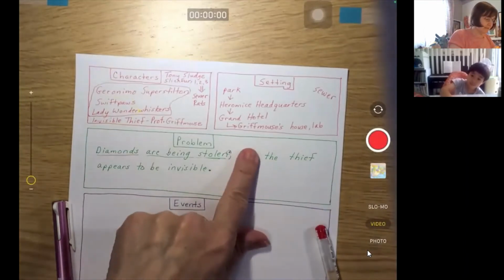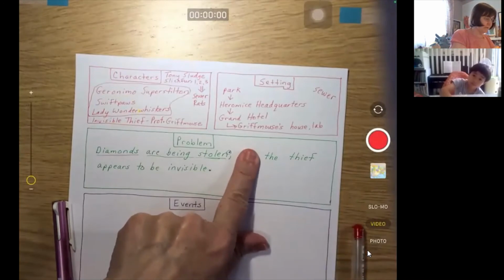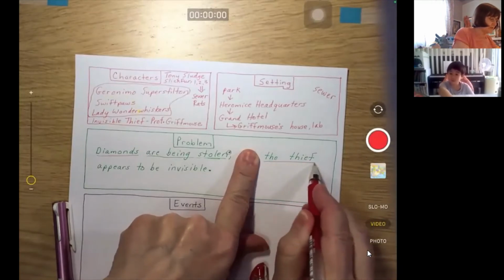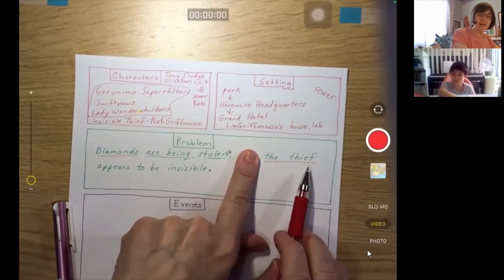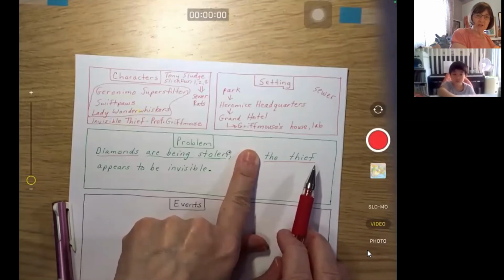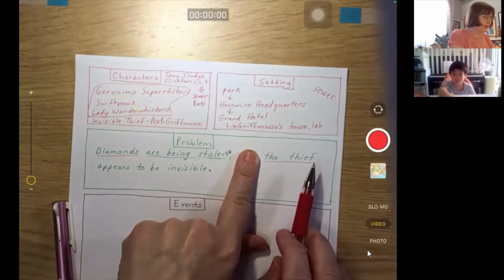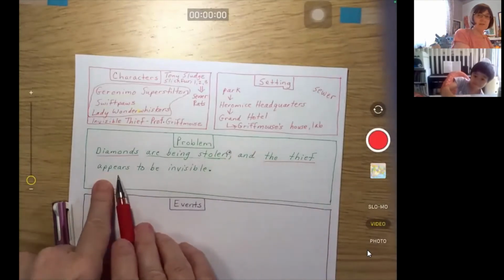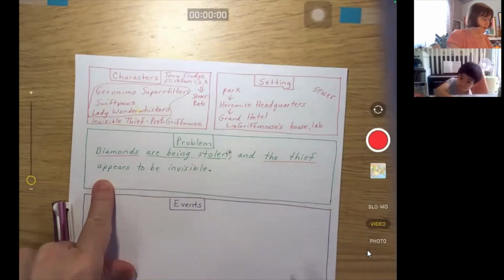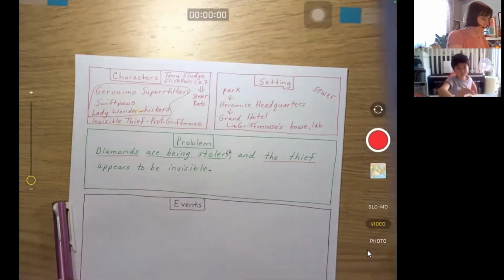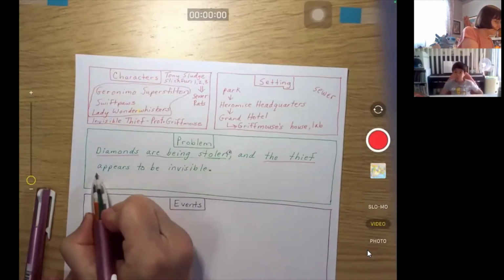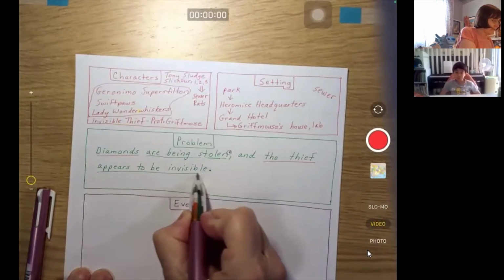But there was another sentence I wanted to add to the problem, which was not about the diamonds, but about the thief, the person who took the diamonds. They could not see him on the video camera, on the security camera. When they looked at the video from the security camera, the thief seemed to be invisible. Appears is what you see with your eyes, and they could not see him with their eyes. He appeared to be invisible right here. So this is information about the thief.